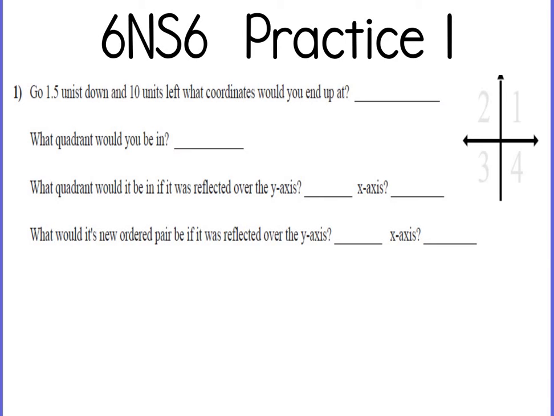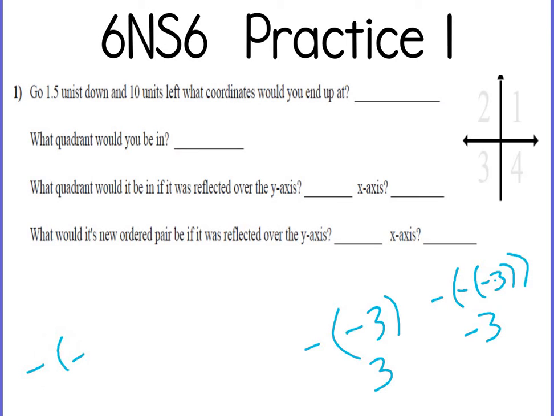All right, so practice 1 for 6NS6. One of the first things I want you to pay attention to is when you're deciding what the sign of your number is going to be. So if you're given a -3 and you want the opposite of that, then it's a +3. But if I want the opposite of the opposite of the -3, so -3, +3, -3. But then if I want the opposite of the opposite of the opposite of the opposite of 3, I end up negative, positive, so with a +3.